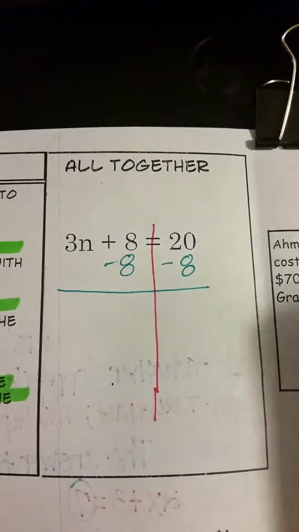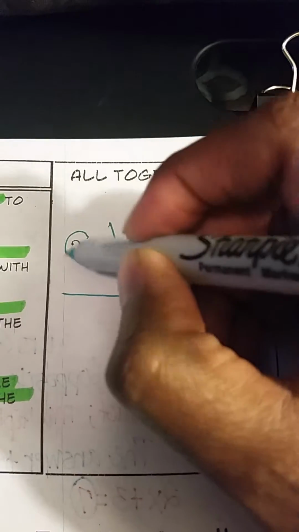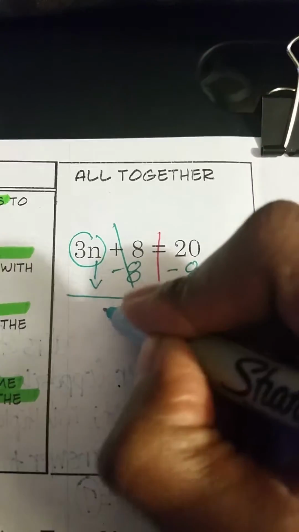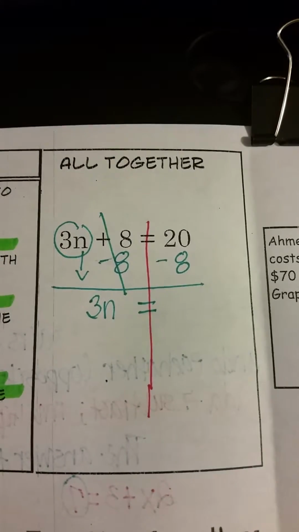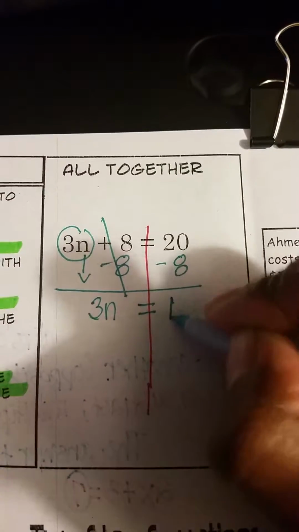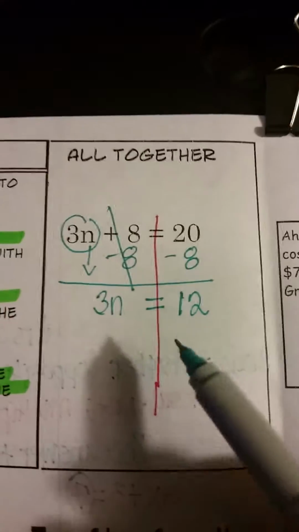Remember, whatever I do on one side, I do to the other. Okay, those 8s are going to cancel out, and I'm going to be left with this 3n. I'm going to bring that down. Okay, 20 minus 8 will give me 12. So now I'm stuck with a familiar equation. This is a one-step equation.